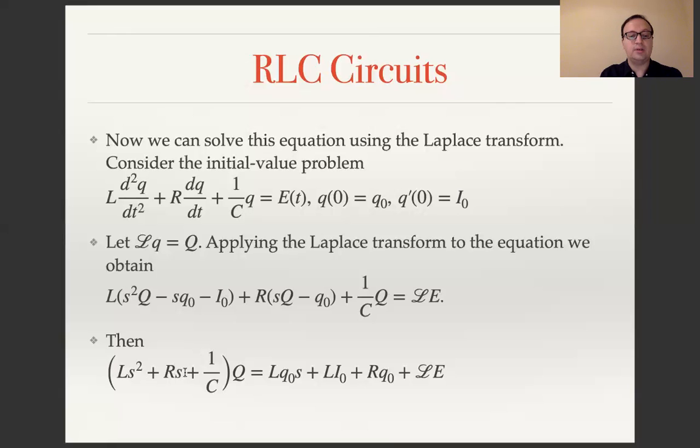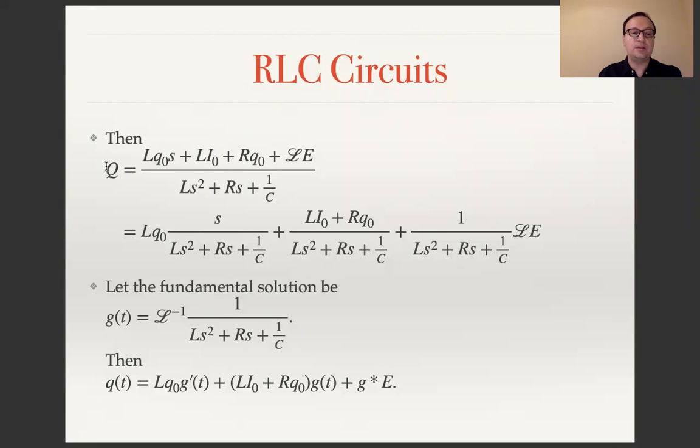Ls squared plus Rs plus 1 over C, times Q, is equal to the sum of all the other terms on the other side. Okay, then the Laplace transform of the charge capital Q is equal to the quotient LQ0 s plus LI0 plus RQ0 plus the Laplace transform of E, over Ls squared plus Rs plus 1 over C.